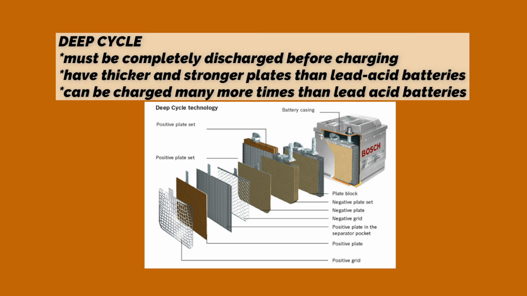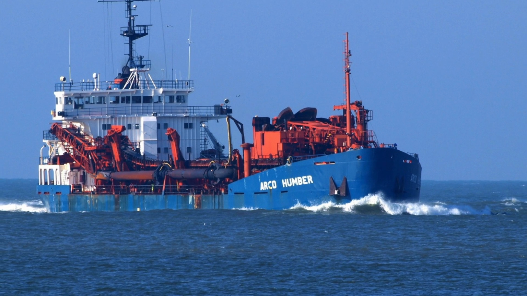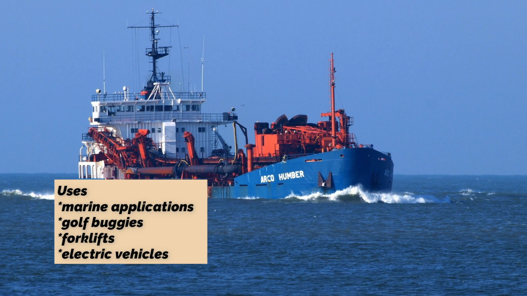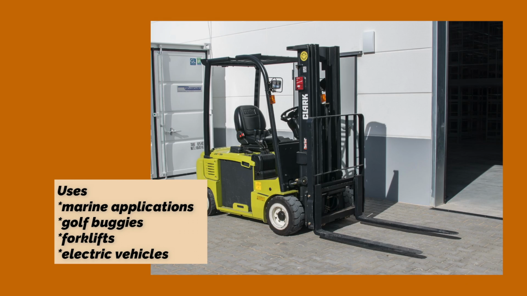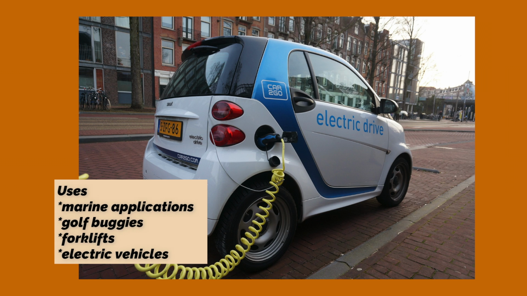Battery type: deep cycle. 1. Must be completely discharged before charging. 2. Have thicker and stronger plates than lead-acid batteries. 3. Can be charged many more times than lead-acid batteries. Uses: 1. Marine applications. 2. Golf buggies. 3. Forklifts. 4. Electrical vehicles.